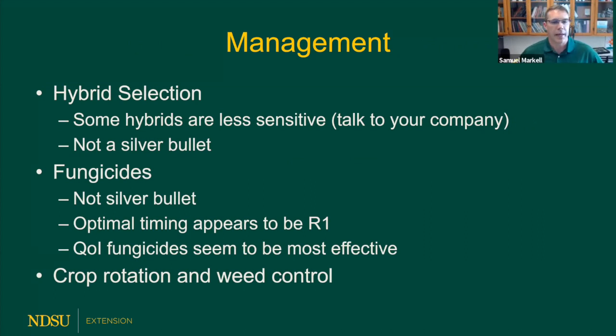And I will go back to this slide, emphasizing that hybrid selection is really important. The companies are gaining more and more information about Phomopsis. It's not a silver bullet, but they will know what's less sensitive. Fungicides are not a silver bullet either, but if you have risk, it's sensitive, you've got a history, a fungicide application, specifically a FRAC 11 QOI, a headline type product, is going to be the most effective, and it's going to be at R1. And then don't forget weed control and crop rotation.